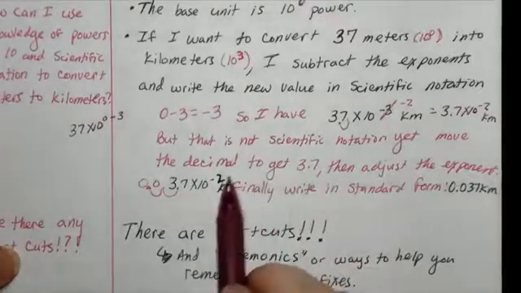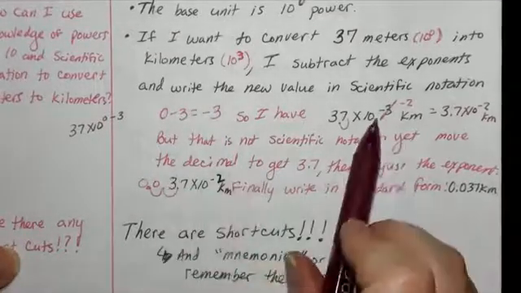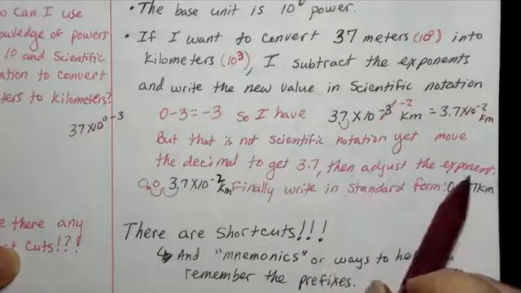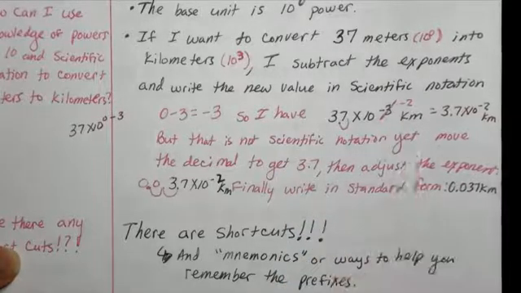But that is not scientific notation yet. Yes, it is, because we just fixed it. Move the decimal to get 3.7, and then adjust the exponent. So that's right up there.